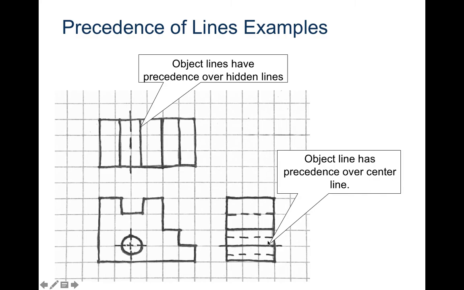It means we don't draw both. You can't draw both lines in the same spot. So there are rules about which line you actually draw if two lines overlap. And usually object lines take precedence over pretty much everything.